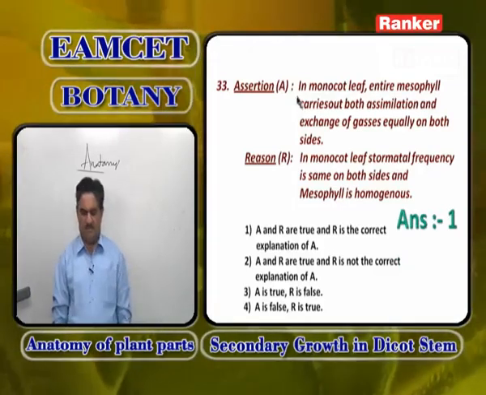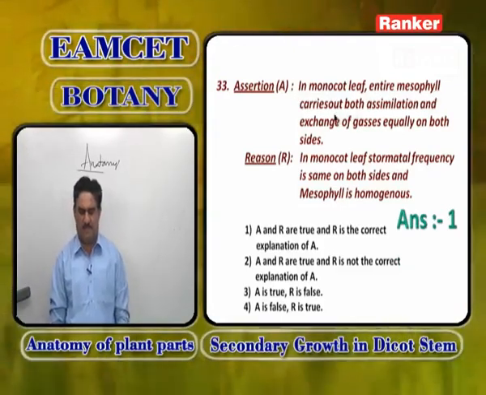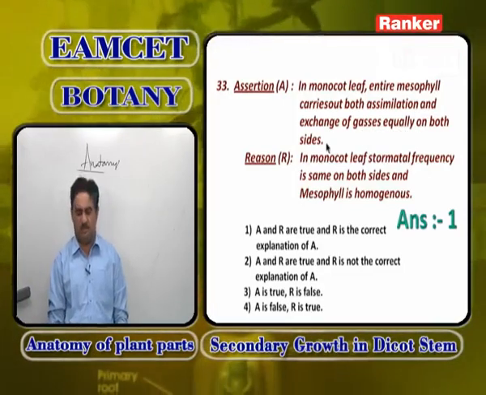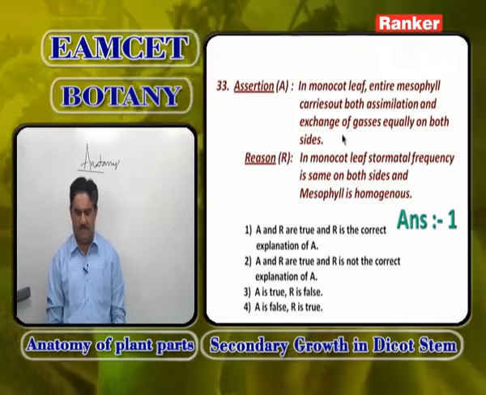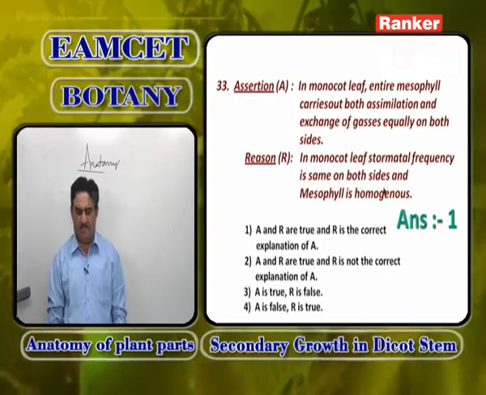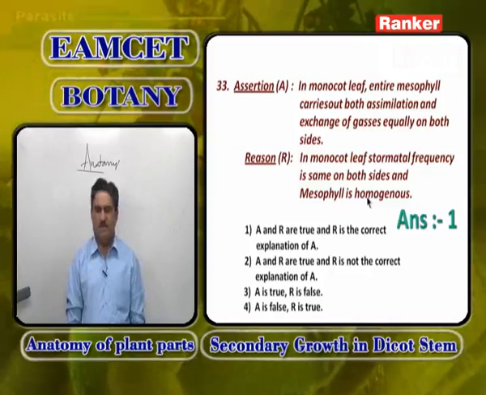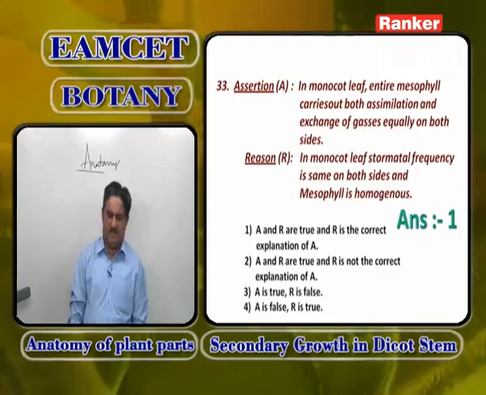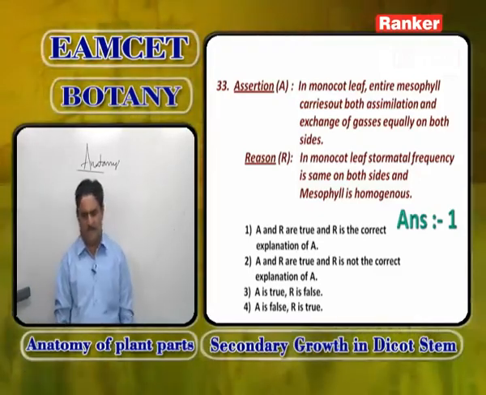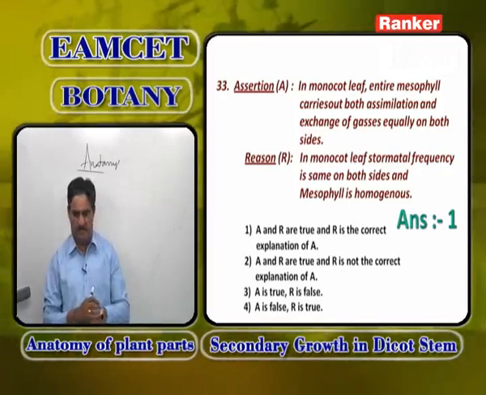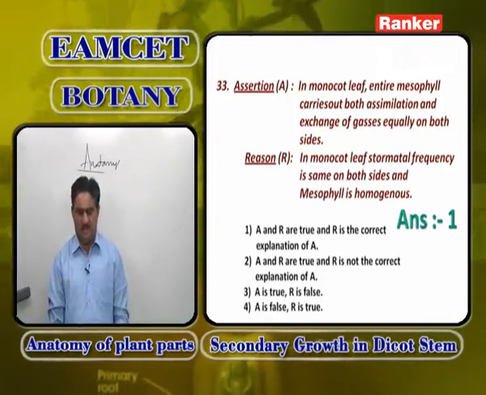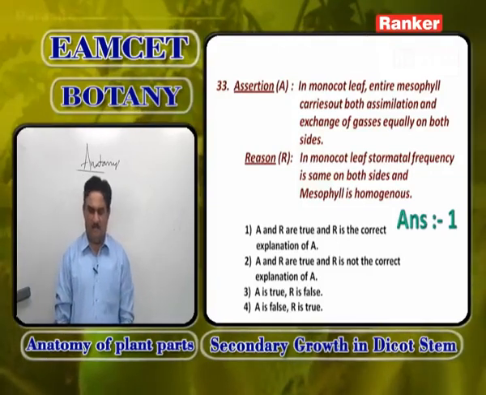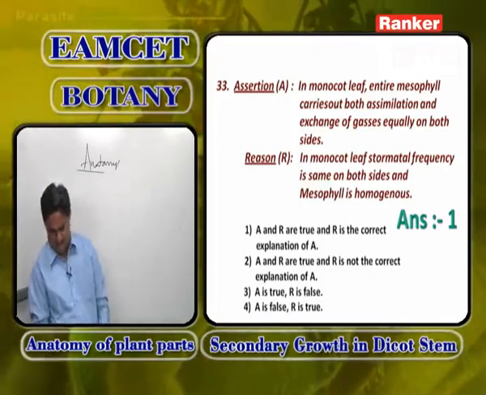It is an assertion reasoning question. In a monocot leaf, entire mesophyll carries out both assimilation and exchange of gases equally on both sides. It is correct because it is homogeneous. In a monocot leaf, stomatal frequency is same on both sides and mesophyll is homogeneous. Why? One is the presence of amphistomatous condition, that is given. In a monocot leaf, stomatal frequency is same on both sides. And another is total mesophyll is homogeneous. So, for this the answer is 1. A and R are correct. R is the correct explanation of A.